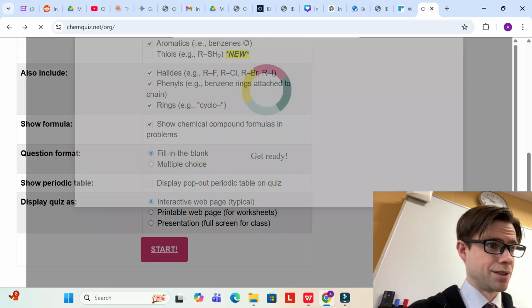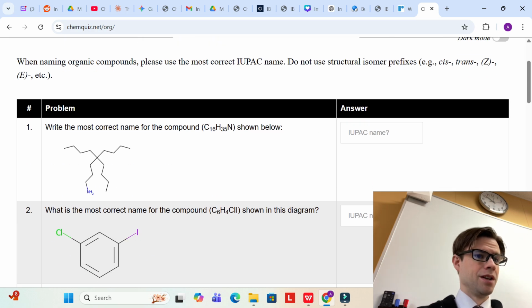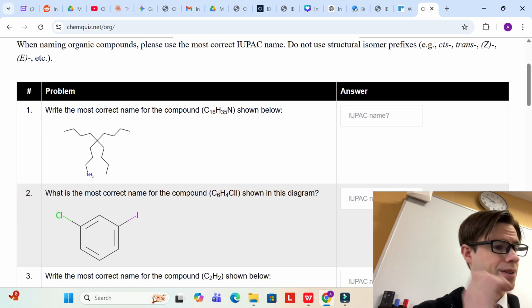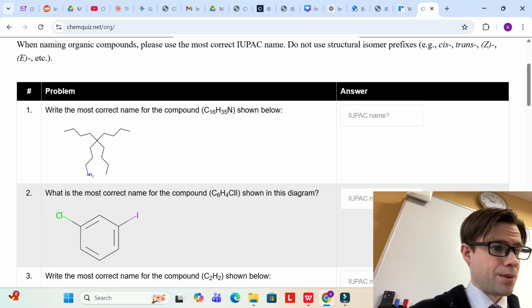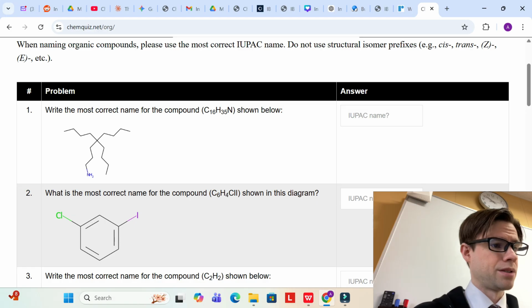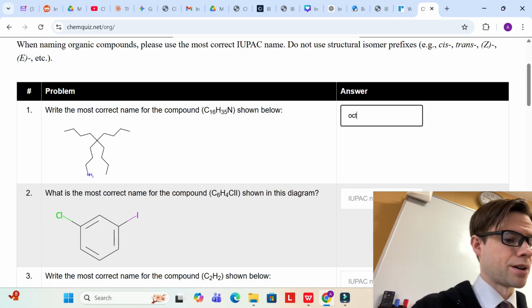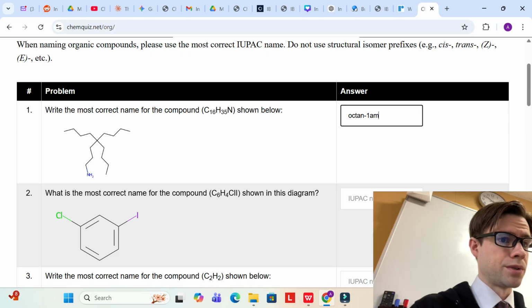Okay, this should be good. Let's try. Wow, okay. Number one, what's the most correct name for this? Lots going on here, but the functional group will definitely be the amine. So we want to find the longest chain. 1, 2, 3, 4, 5, 6, 7, 8. Okay, no matter how you count this, this will be a type of octanamine. And it will be on number 1, octan-1-amine.